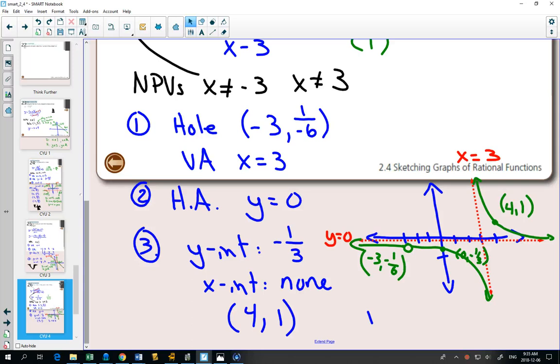So the domain, x can't equal 3 and x can't equal -3. Those are both of our non-permissible values in our domain. And our range, y can't equal 0 and y can't equal -1/6.